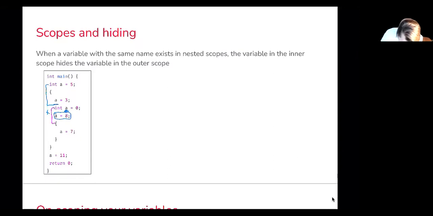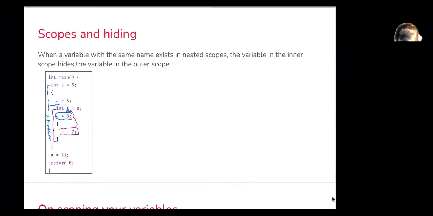So slight error, let me back up. I'm missing my curly braces. So this A here is going to be all the way through here. It's totally visible in the nested scope here. So making that assignment will be there. The A in the outer scope is not going to be visible when that other A is, I guess you could call it, in scope.